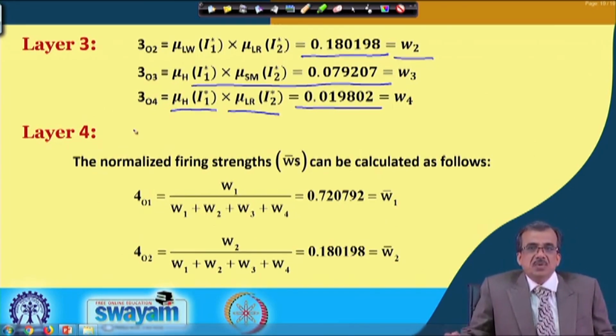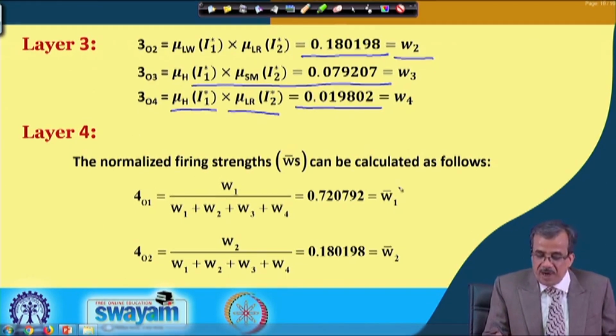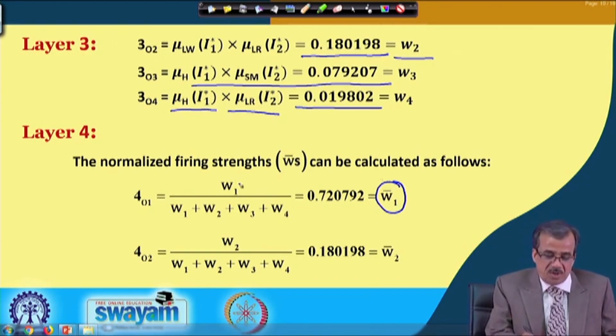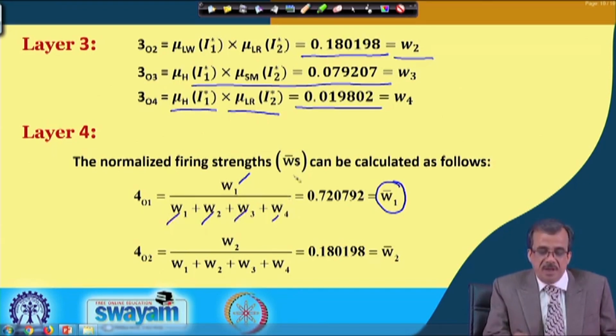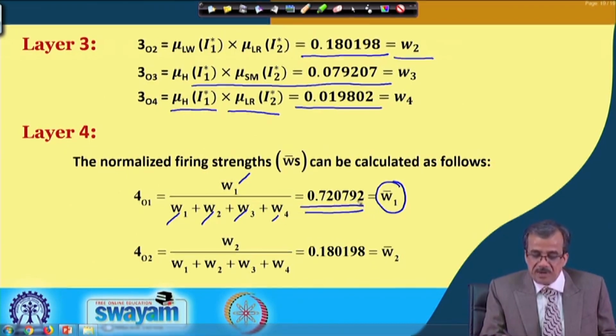And once you have determined all the firing strength values, now we can start with layer 4, and in layer 4 we try to find out the normalized values of these firing strengths. Now here, W1 bar, that is the normalized value for the first fired rule, is nothing but W1 divided by W1 plus W2 plus W3 plus W4, and if you substitute all the numerical values, you will be getting W1 bar as 0.720792.